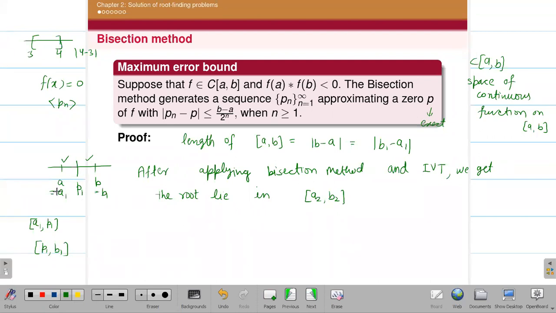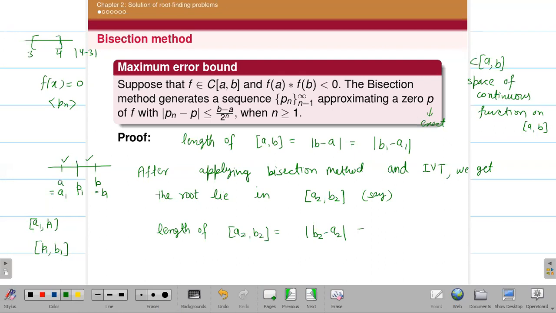Okay, so whatever interval I will choose in which you are getting opposite sign, I will call this as A2, B2. That is that interval in which our root lie. Okay, so now again check the length of A2, B2. It is nothing but B2 minus A2. So if I choose this A2 and B2, then it will be B2 minus A2.